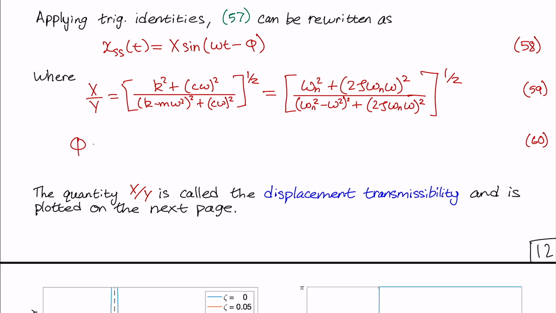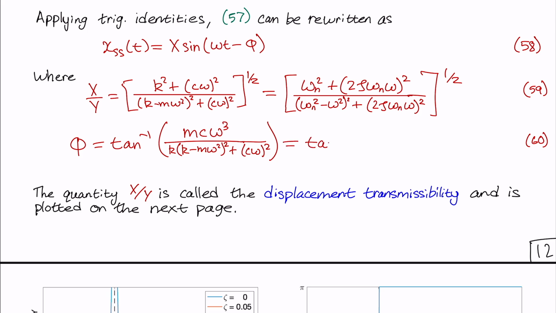And then lastly, the phase phi is equal to the inverse tangent of the quantity m times c omega cubed divided by k times the quantity k minus m omega squared, quantity squared, plus the quantity c omega squared, which is then equal to the inverse tangent of 2 zeta omega cubed divided by omega n cubed plus the quantity 4 zeta squared minus 1 times omega n times omega.